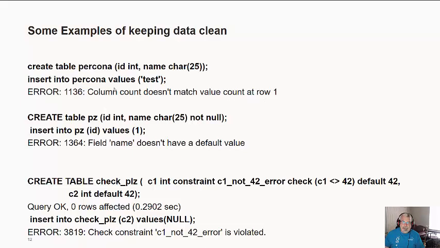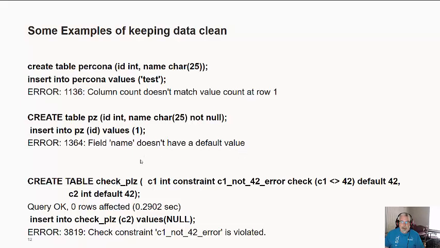Create another table called PZ. Once again, integer ID, name CHAR 25, NOT NULL. We try to insert the ID without a name. The server comes back and says "field name doesn't have a default value." So these are examples of the database keeping bad stuff out just by the definition of the table.